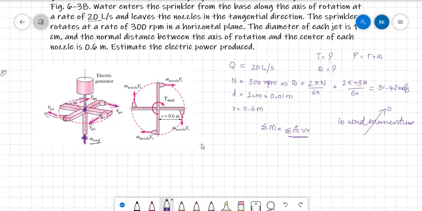And mass flow rate is equal to rho Q. Rho is 1000 kg per meter cube into 20 liter per second. So 1 liter is equal to 1 by 1000 meter cube. So that will be 20 kg per second. So m dot we got.